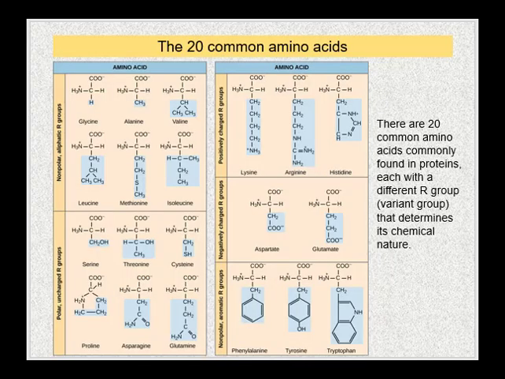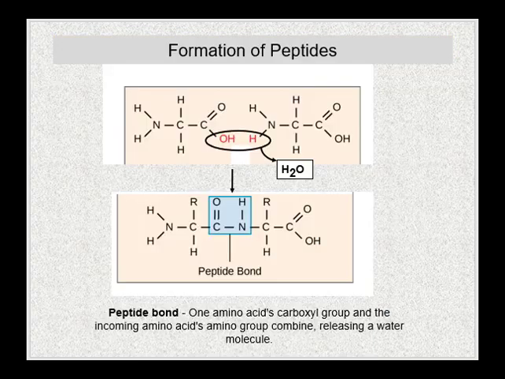This image shows the 20 common amino acids. You can see that the structure stays the same with all of them, except they all have a different R group attached. The protein's shape, size, and function are ultimately determined by the sequence and number of amino acids.